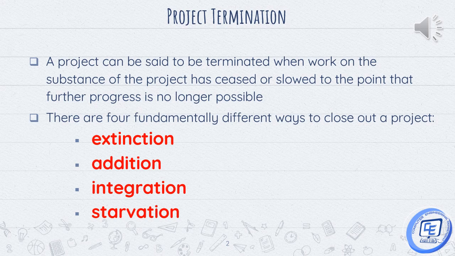Termination. This word is quite familiar to us and it means to close, to end, or to conclude. So, when do we need to terminate a project? Technically, it can be done at a stage where it is ceased, slowed, or at a point where no progress can be made. So, here we have four different ways to close out a project, and they are extension, addition, integration, and starvation. We will see them one by one.